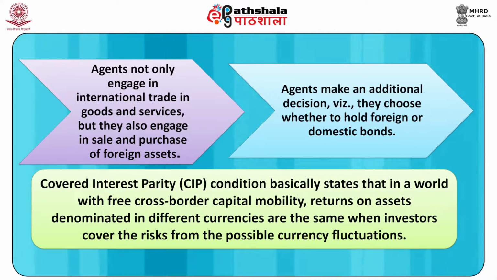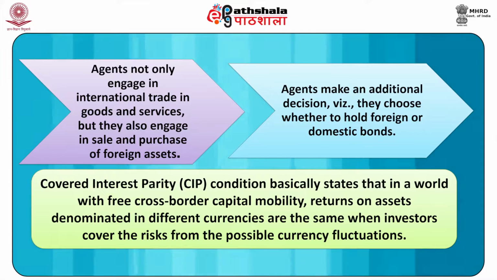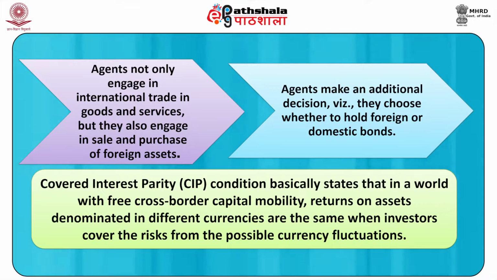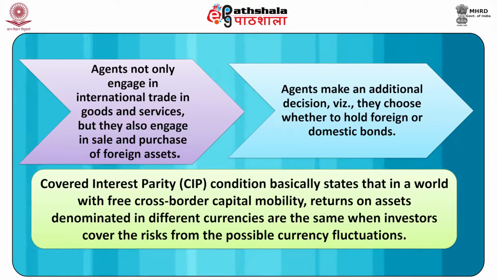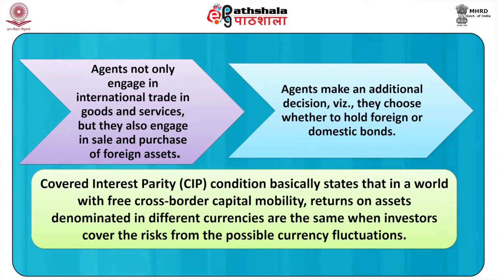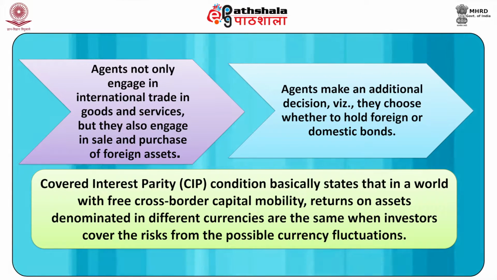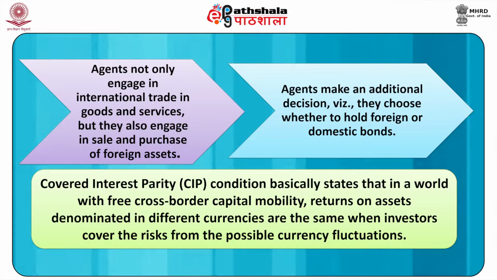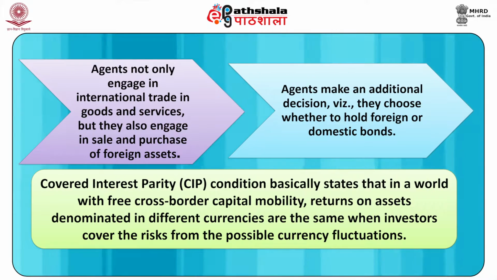In an open economy, agents not only engage in international trade in goods and services, but they also engage in the sale and purchase of foreign assets. In a closed economy, agents have the choice of holding their wealth in the form of money or domestic bonds. In an open economy, agents make an additional decision, namely, they choose whether to hold foreign or domestic bonds. We assume that agents do not hold money in the form of foreign currency as it cannot be used to make purchases in the domestic market.